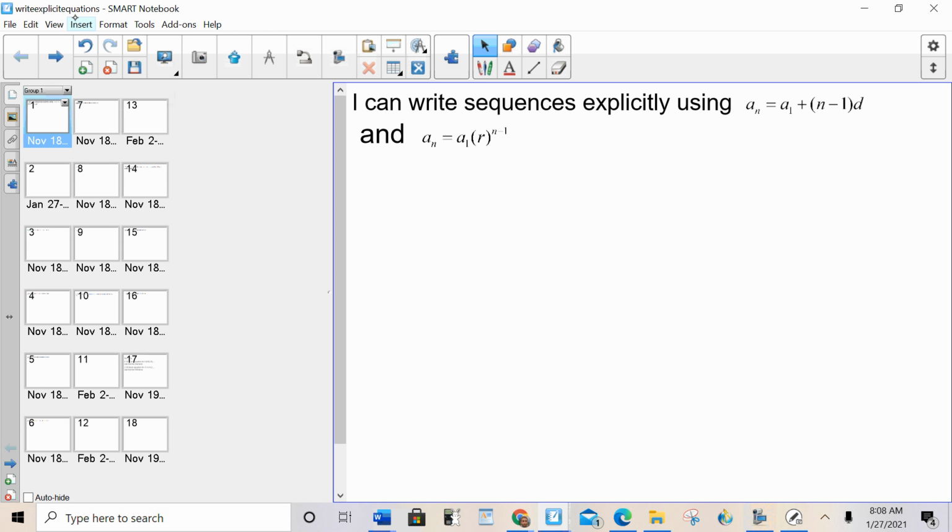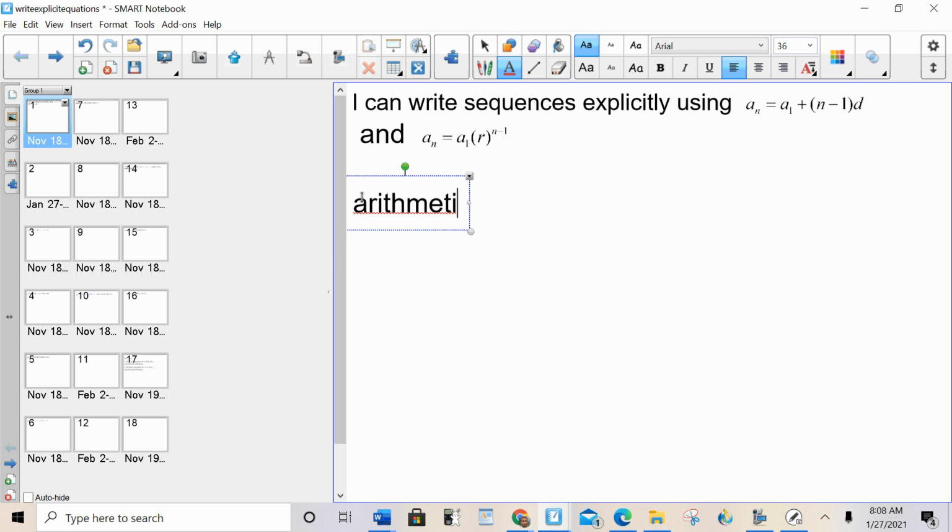Hello everybody, today I can write sequences explicitly using a_n equals a_1 plus (n minus 1)d and a_n equals a_1 r to the n minus 1. So there are two different formulas for writing the equation of sequences. One is for what we call arithmetic and the other is for what we call geometric.